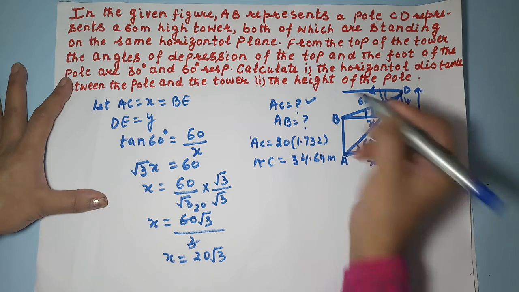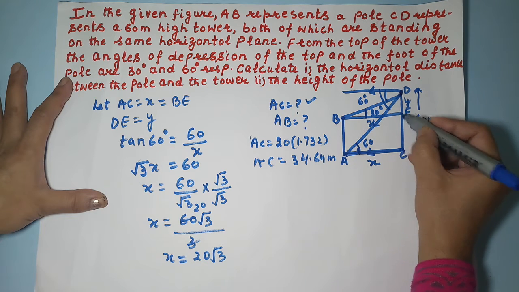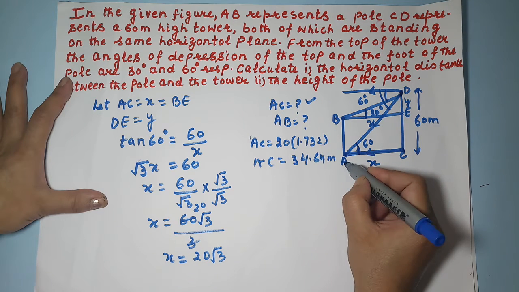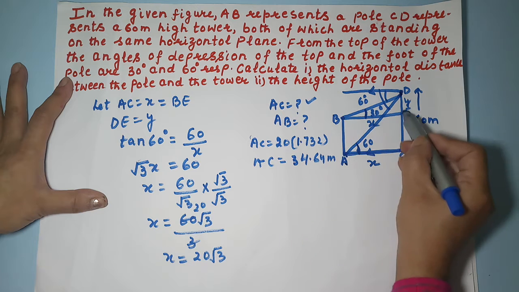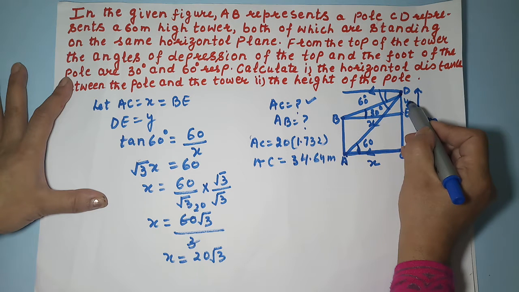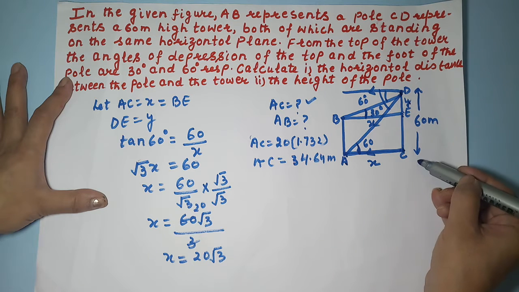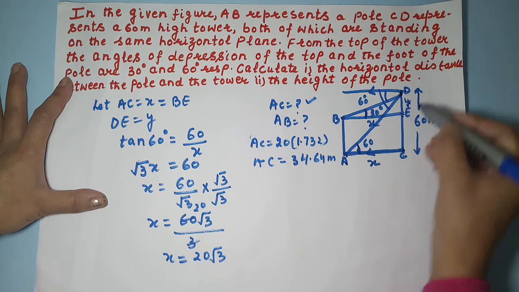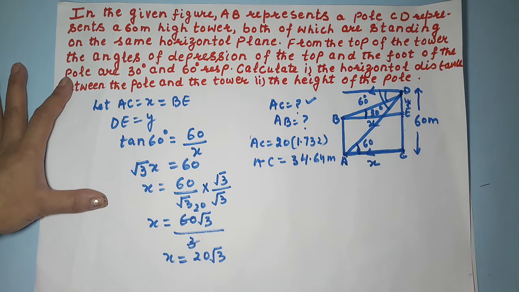We have calculated AC. Now we have to calculate AB. Now for that, if we are able to calculate distance EC, that will be equal to AB. Now how will we do that? We will take this triangle, and from this triangle we will calculate this Y. We will calculate distance DE. Then from 60 we will subtract DE, we will get EC. That will be our distance AB. That will be the height of this pole.